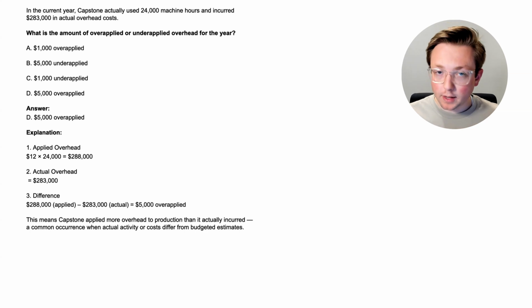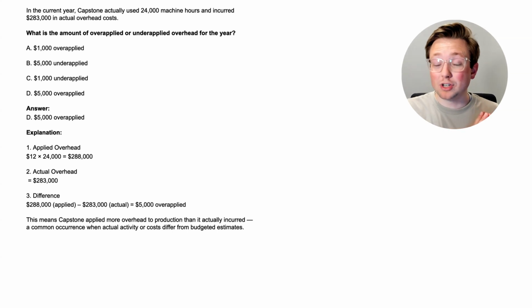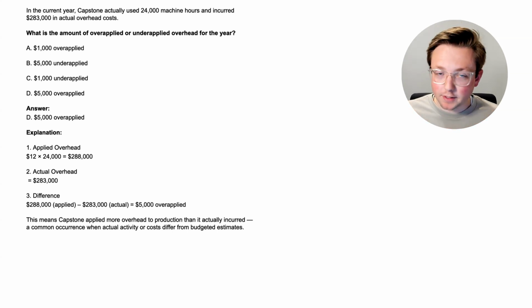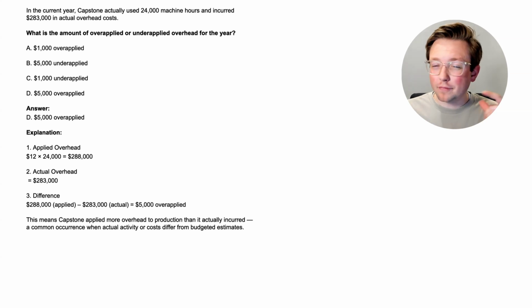They applied more overhead for the 24,000 machine hours worth of production than they were expecting, or than was typically going to be applied. So with that, we've learned a lot about variance analysis in this video, and we learned a ton of different calculations for it, but they're all fairly similar. They all kind of follow along the same lines.